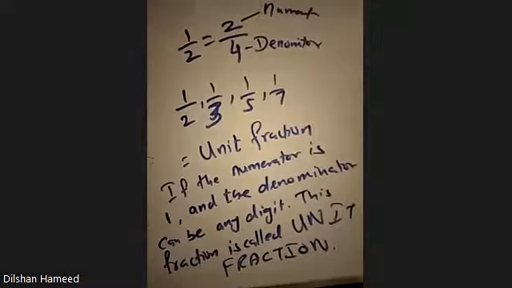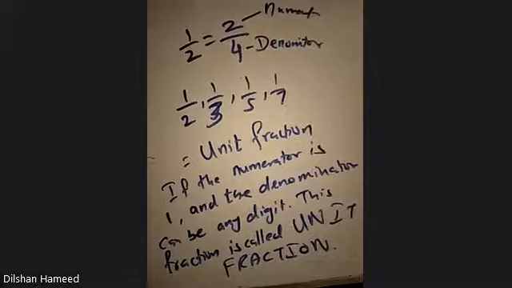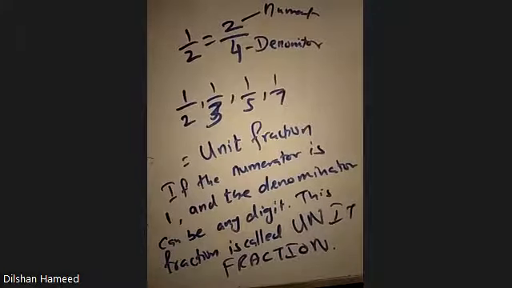Right. So now you saw a unit fraction, where the numerator is always 1 and the denominator differs. Now the second part of fraction is the pizza fraction. Okay, I'm writing this here.